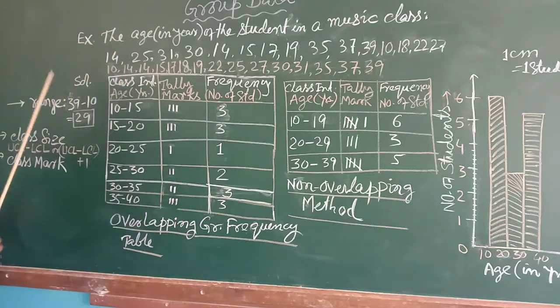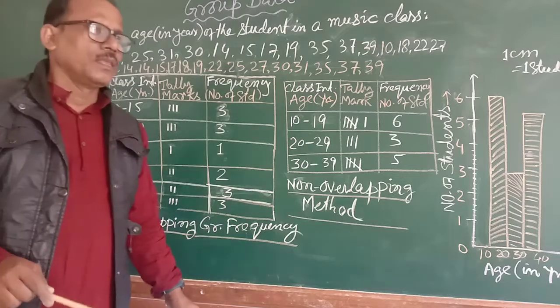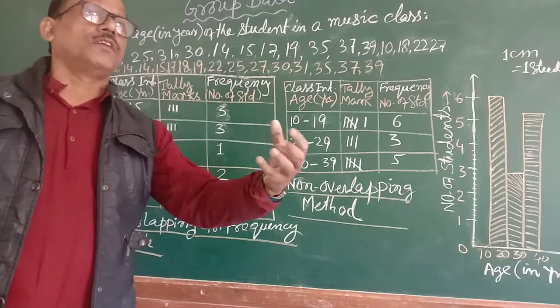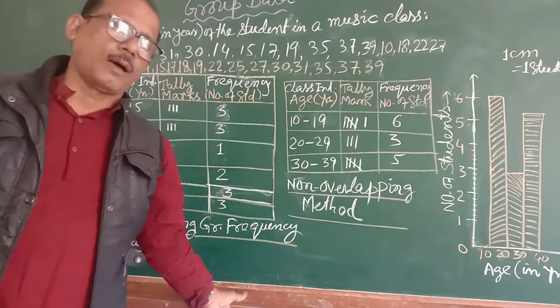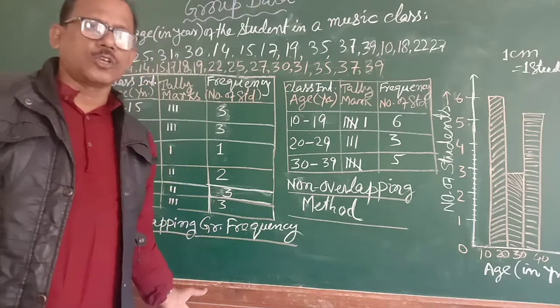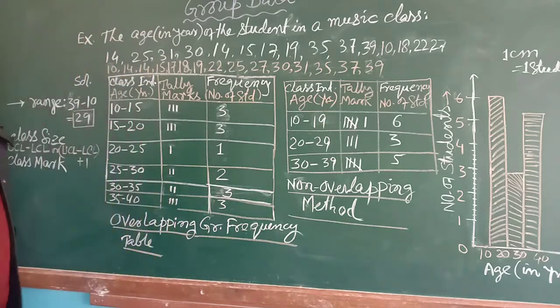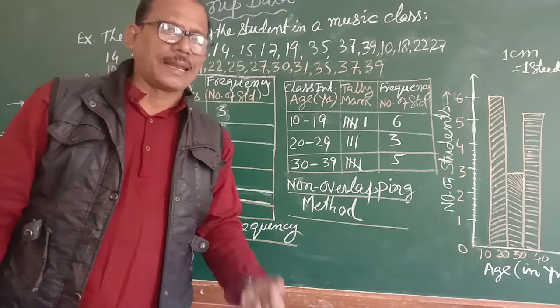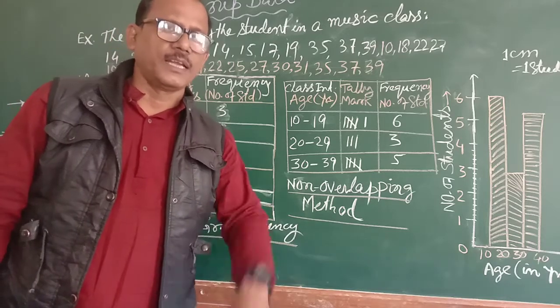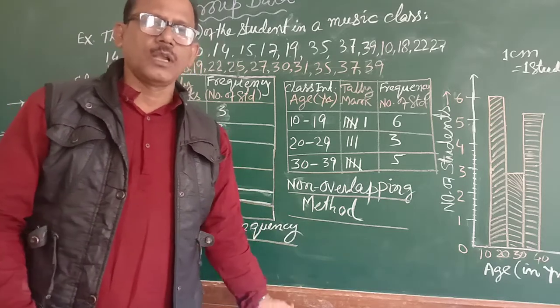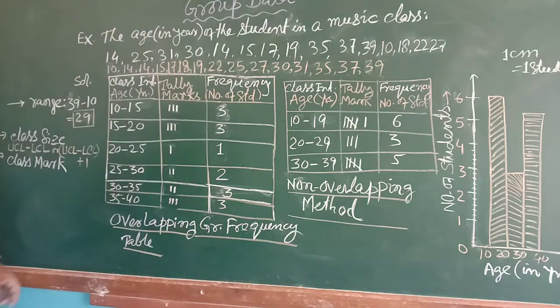Listen to me. Firstly, you should know about the range. When you are collecting data, the highest value is called the upper class limit and the least value is called the lower class limit. If you take the difference, upper class limit minus lower class limit, it is called the range. One example will be better.